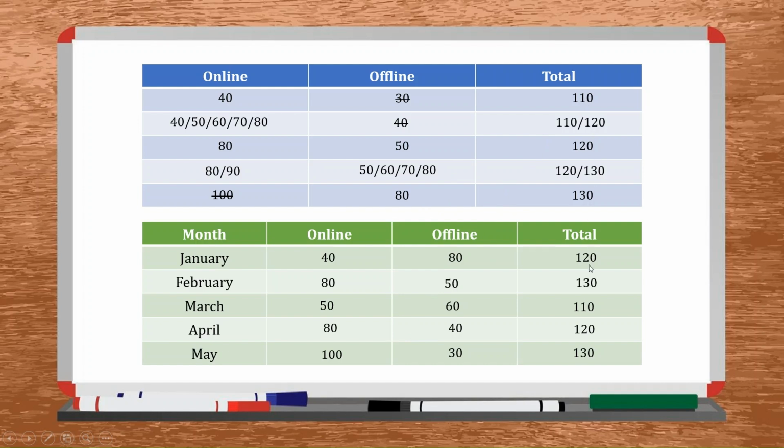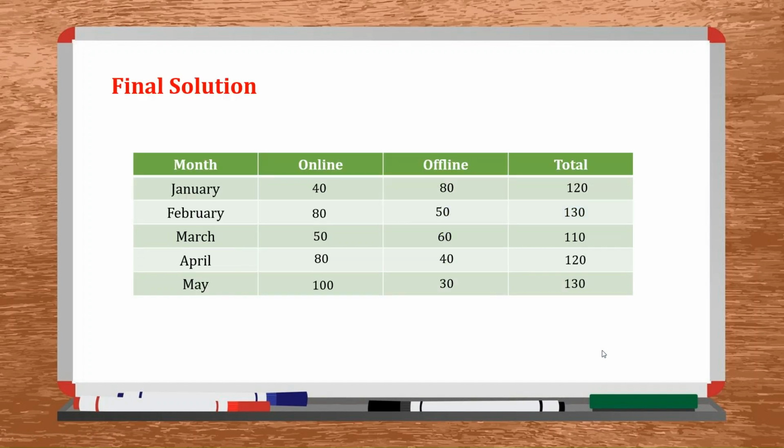Similarly for total, the minimum value is being assigned in March, 110. The second value is assuming the value of 120, it's being assigned in January. Third is taking the value of 120, being assigned in April. Fourth is taking the value of 130, being assigned in February. And fifth is taking the value of 130 again, which is being assigned in May. So this completes my final possible solution.